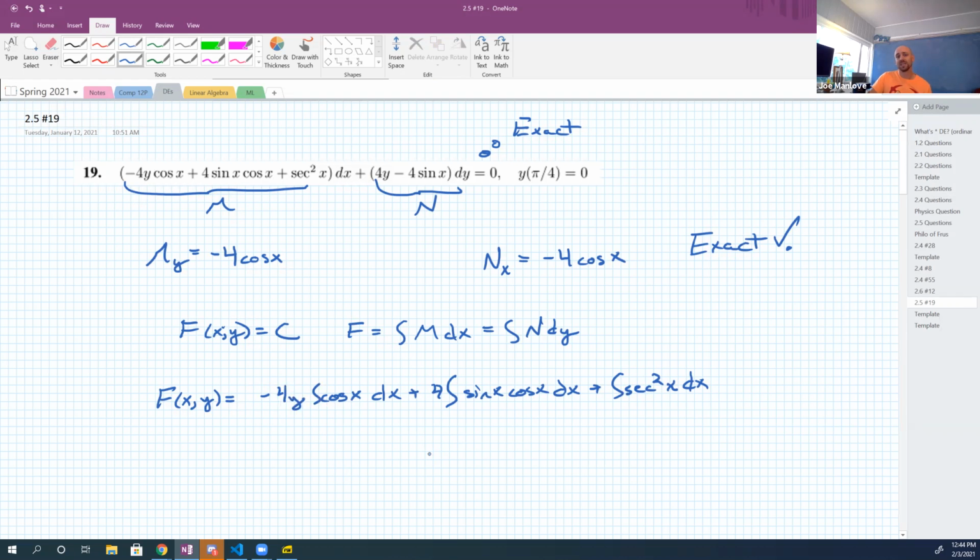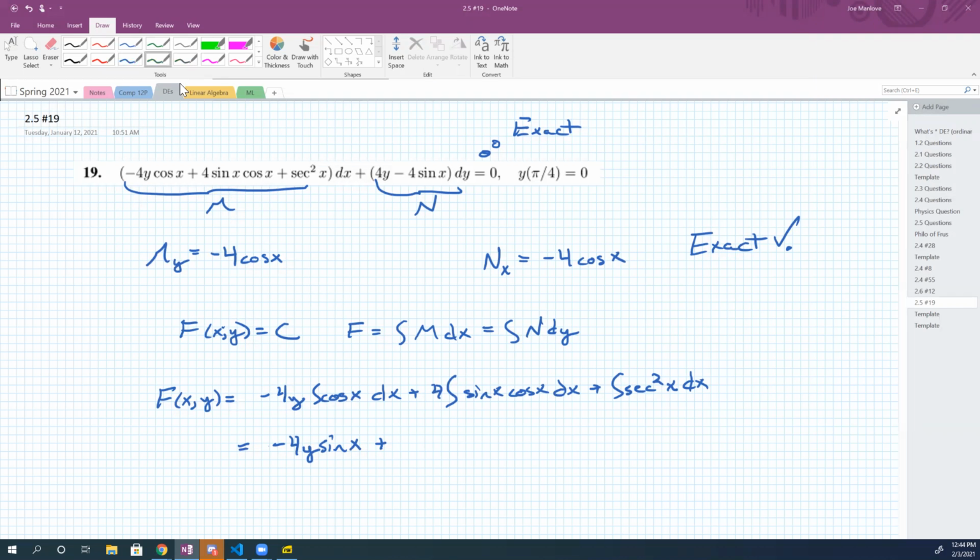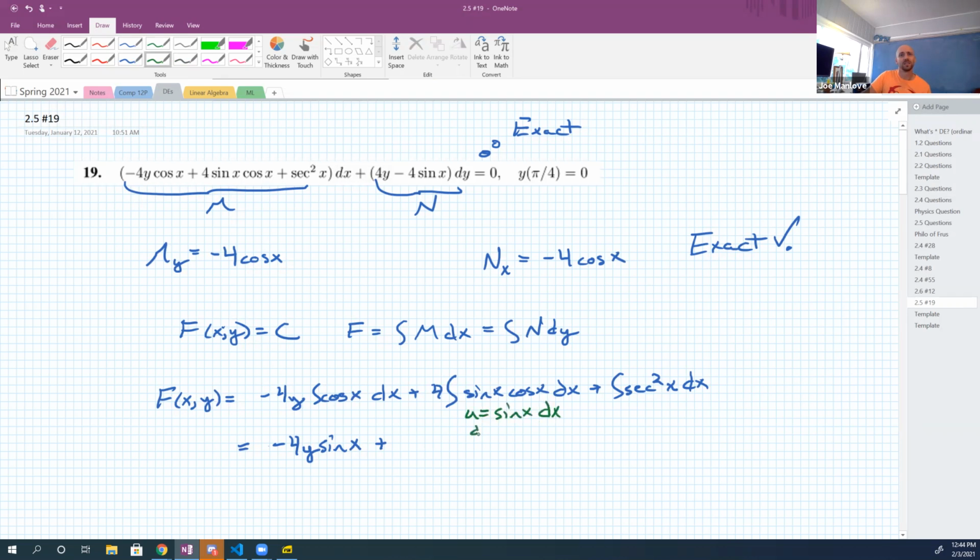So yeah, like Ethan says, this actually isn't so bad. It's still worse than the right one, but it's not so bad. So I'm going to get a minus 4y. Let's see, the antiderivative of cosine is sine. Then I'm going to get this guy. What does that fall to? It's sine squared, I think. Yeah, that's like let u be sine x, and then du is cosine x dx.